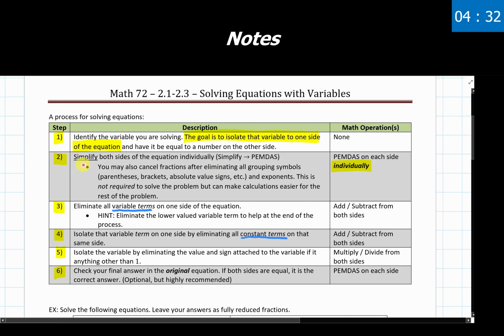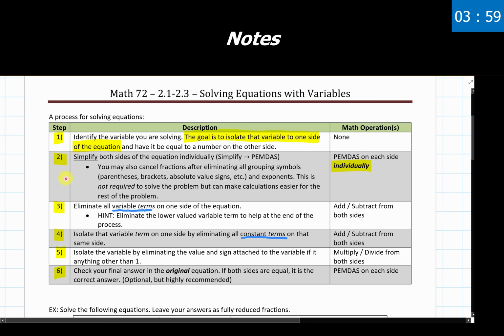I do also have a hint in here as something that you could do, and we will talk about this in later videos, but you can also cancel fractions out after you've eliminated all grouping symbols, parentheses, brackets, absolute value signs, and exponents from both sides of this equation. It's not required, but it does make calculations later on a little bit easier. And again, we're going to cover this in a later video, but for right now, we're just going to focus on simplifying both sides of the equation individually before we do anything else.